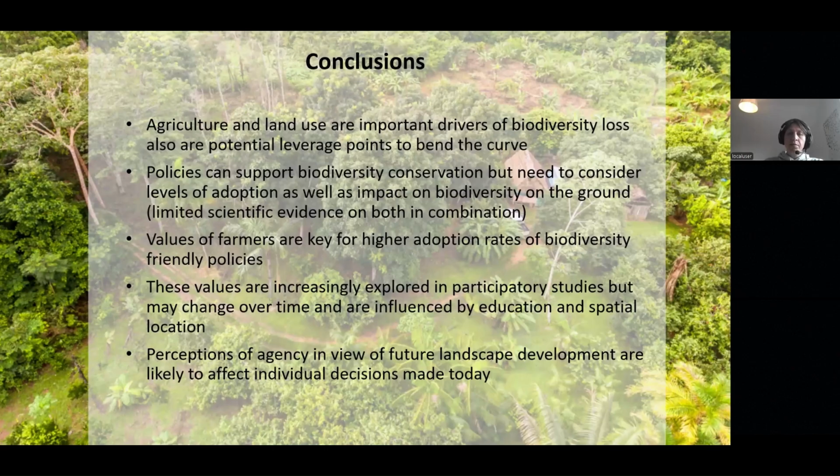And the last point is that this perception of agency is quite important, because it's not only about what I value today, but also what I think is actually possible in the future. That is quite relevant if we want to think about sustainability transformation, because what I decide today is probably also affected by what I plan for in the future.